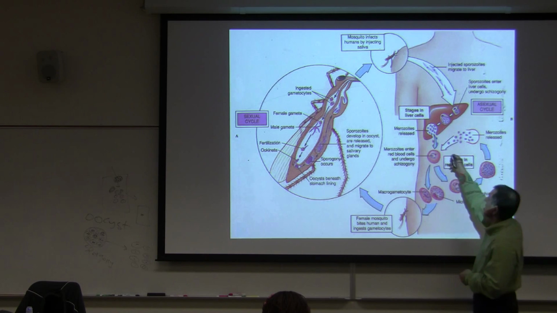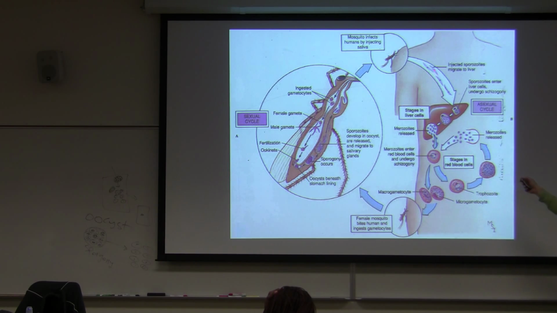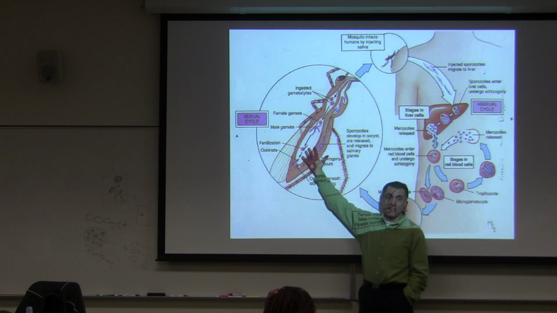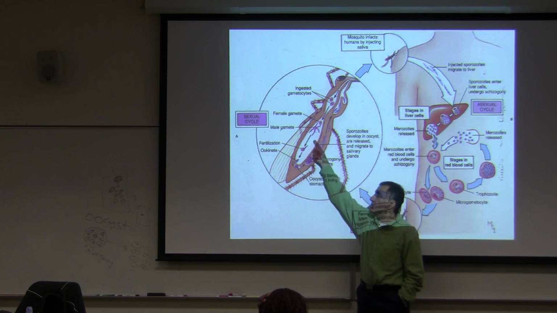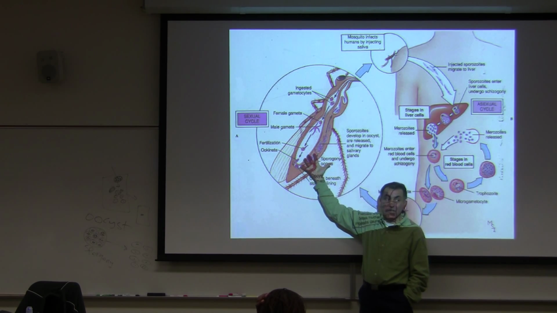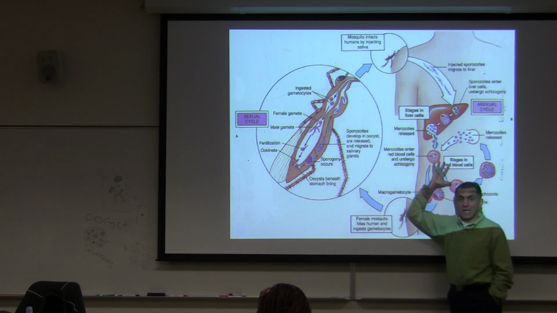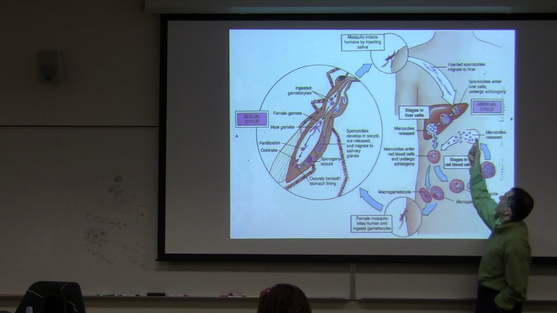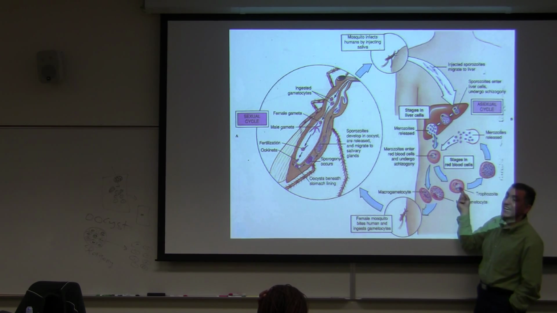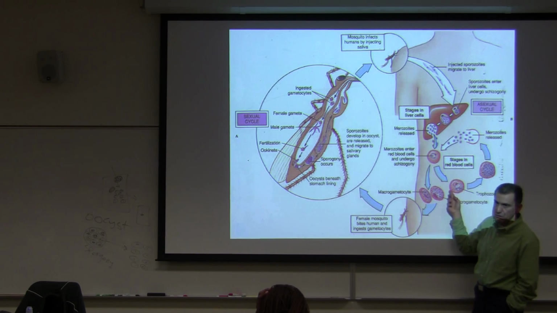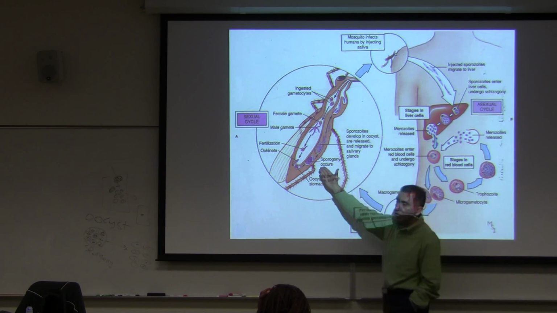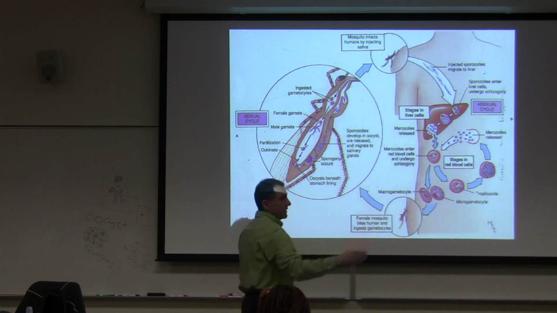These are the ones that were the end product of sexual reproduction in the gut of the mosquito. So is the mosquito in here a definitive host or intermediate host? It's a definitive host. Sexual reproduction is occurring here. So mosquito is definitive host. Human, where asexual reproduction is occurring, the asexual cycle, that's intermediate host. Human is intermediate host, mosquito is definitive host.